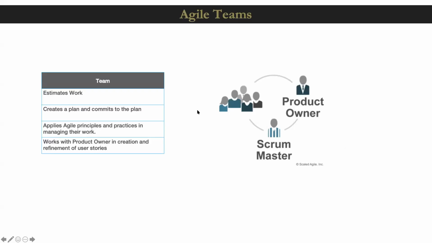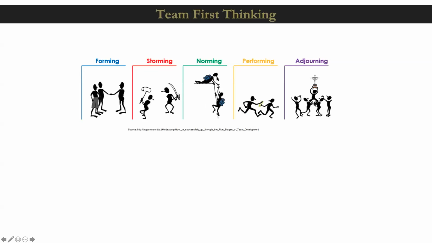So if we're zooming into the team, which is responsible for estimating the work, creating a plan and committing to that plan. And if you're aware of the Tuckman stages of team formation, which indicates that a team goes through these 5 stages as we get a group of people together and get them organized to be able to perform some activity which would be a value add.